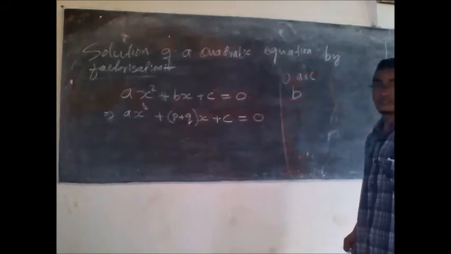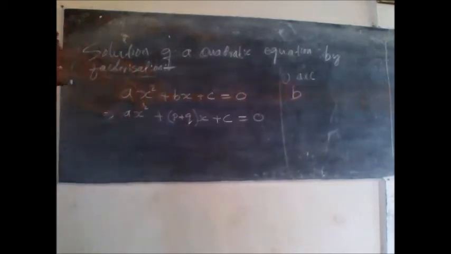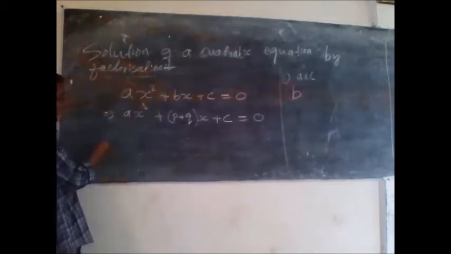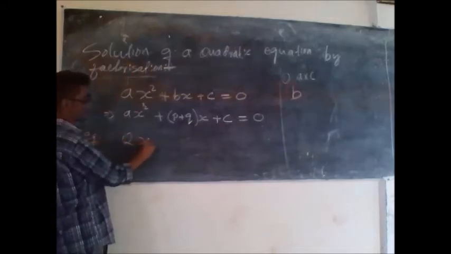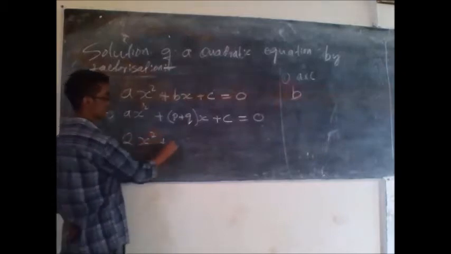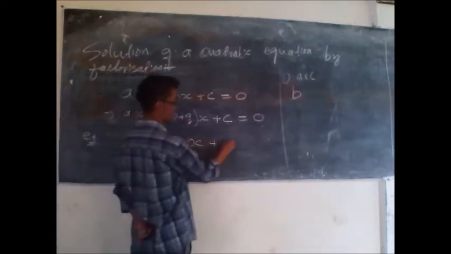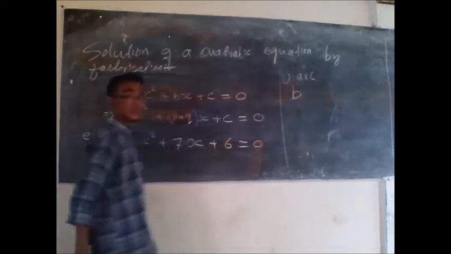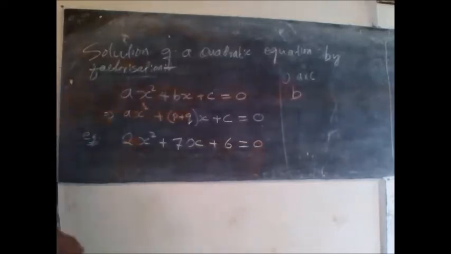Okay, first of all we will see one example. Suppose you have the equation 2x squared plus 7x plus 6 equal to 0. Suppose this is the given equation.